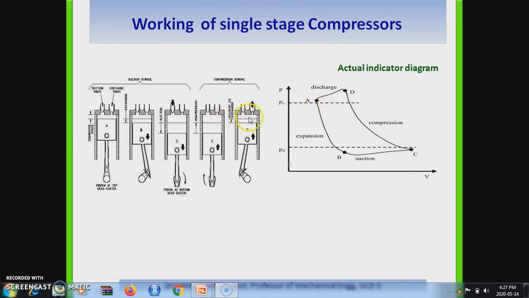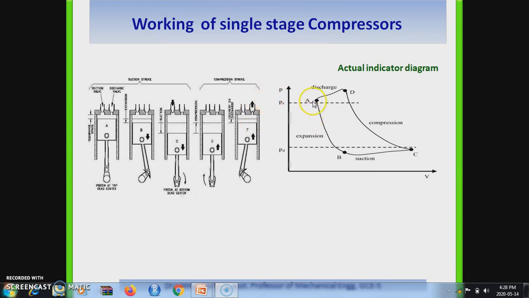So when the cylinder pressure rises above the receiver pressure, that is, the tank having greater than the receiver pressure, the receiver tank having some pressure. So when the piston reaches above the receiver pressure, at that time the discharge valve will open to the receiver tank, and the gas flows to the receiver tank.